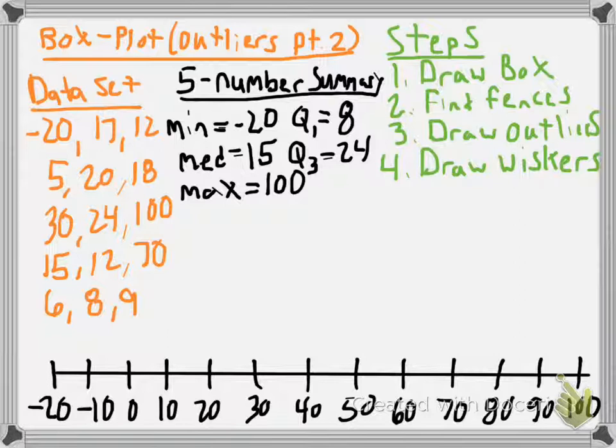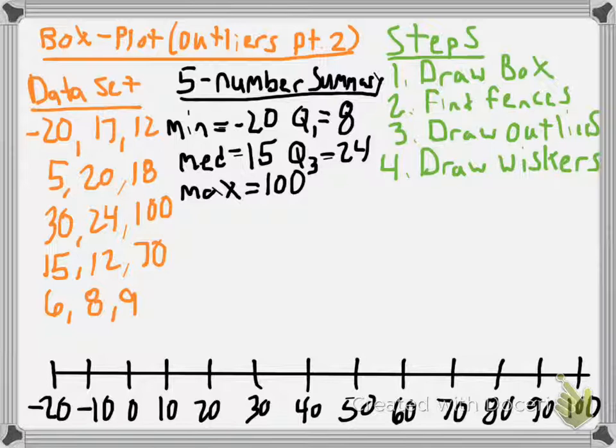And then I've also done the 5-number summary in 1-Var Stat. So I have my min is -20, my Q1 is 8, my median is 15, my Q3 is 24, and my max is 100. I got that from my calculator. So from here, I'm going to start the steps.